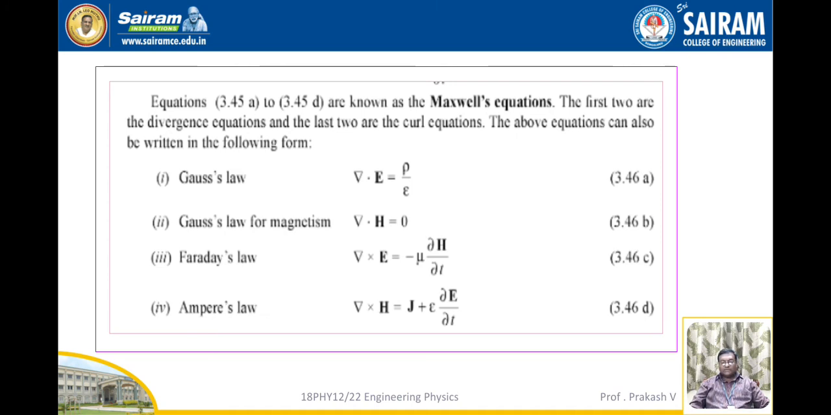The above equations can also be written in the following format. Gauss law can be written as del dot E is equal to rho by epsilon, and Gauss law for magnetism can be written as del dot H is equal to 0, and Faraday's law can be written as del cross E is equal to minus mu into dou H by dou T, and Ampere's law can be written as del cross H is equal to J plus epsilon dou E by dou T.